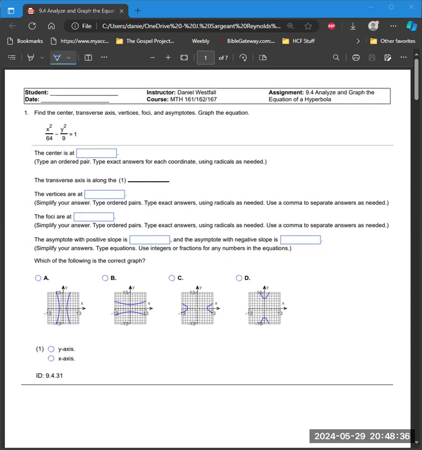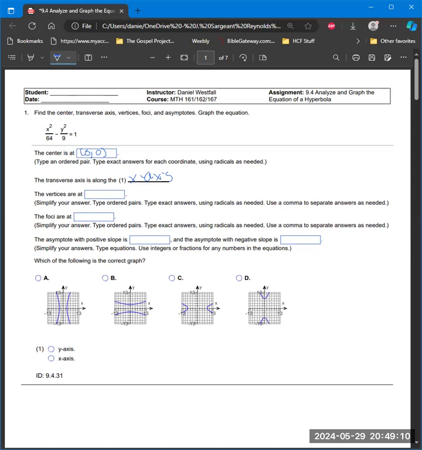So the center is going to be at (0, 0) here, since we don't have an h or k visible to us that we're subtracting h from x and k from y. We're subtracting 0 from both, so (h, k) is (0, 0). The transverse axis is along the x-axis here, since that's the part that's positive. It'll be parallel to the axis that is the positive piece here.